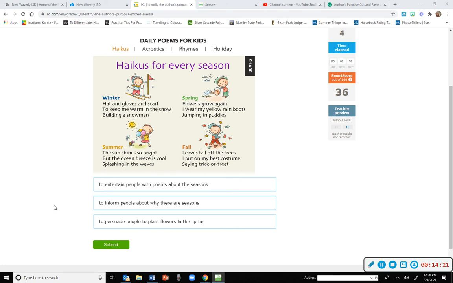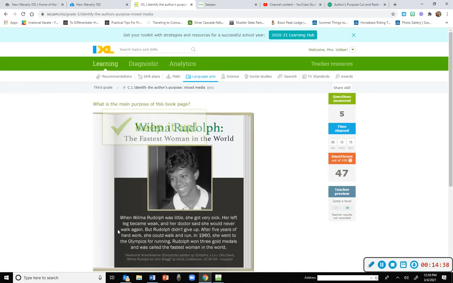Raise your hand if you think it's the first one, to entertain. Okay, raise your hand if you think it's B, the middle one. C? Okay, most people picked this one. To entertain people with poems about the seasons. Good job. How did you know it was to entertain, Allie? It was about the seasons, and seasons made really fun.